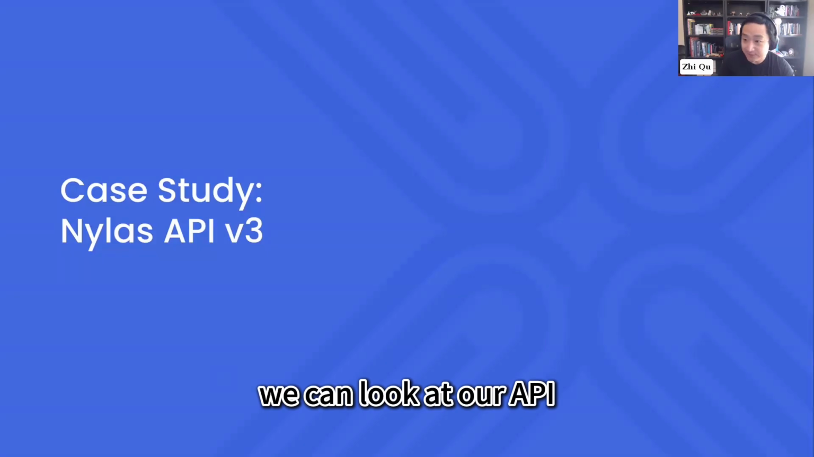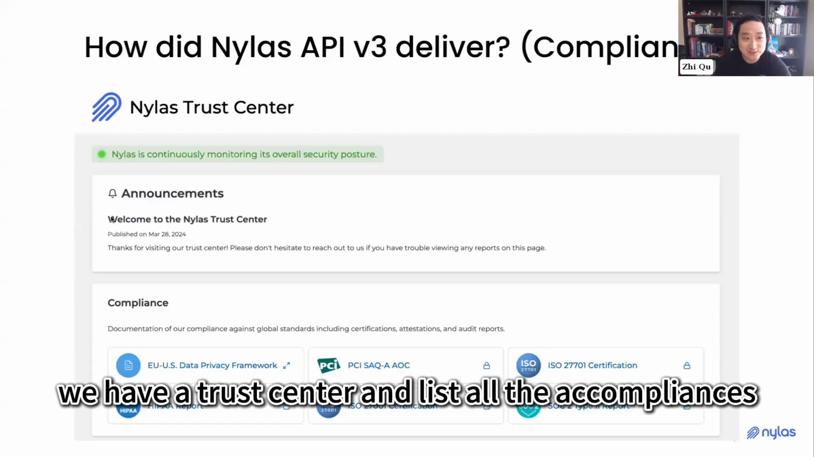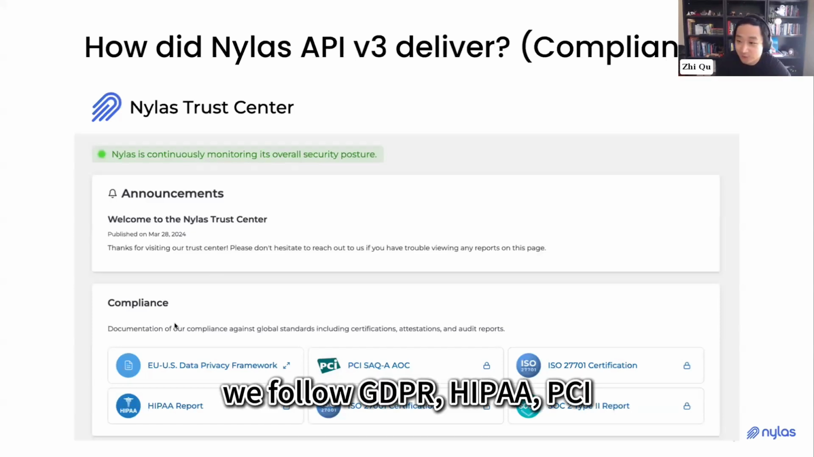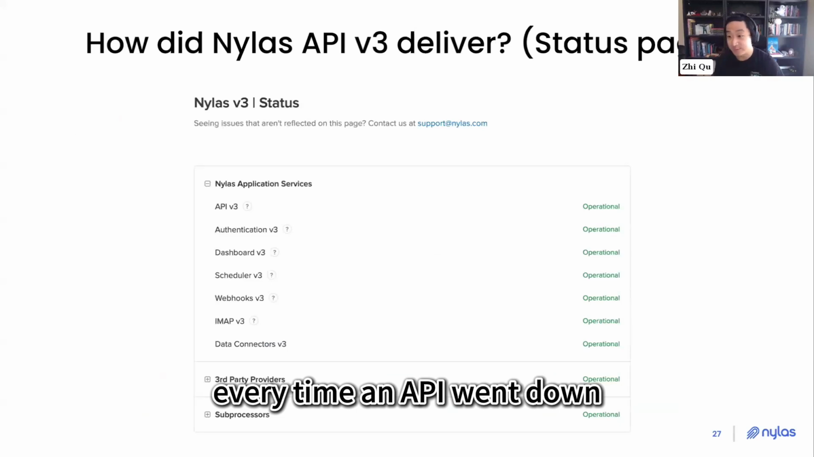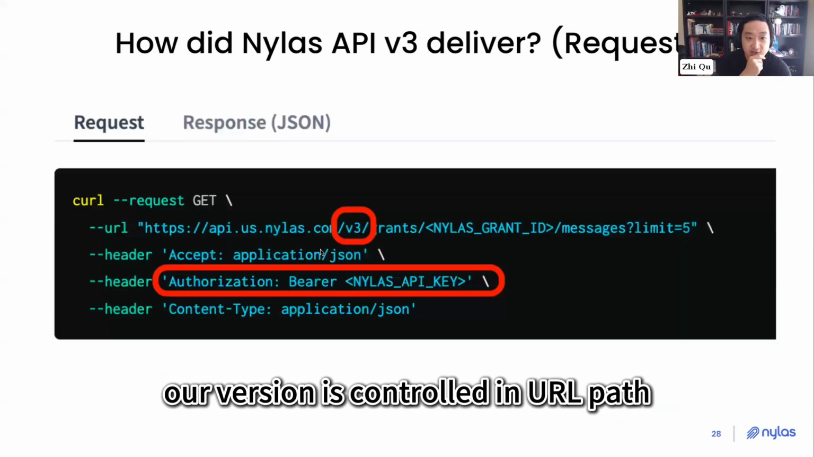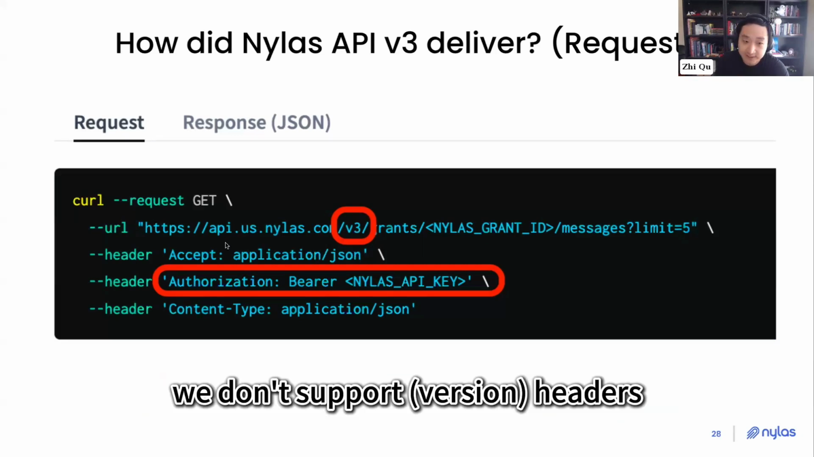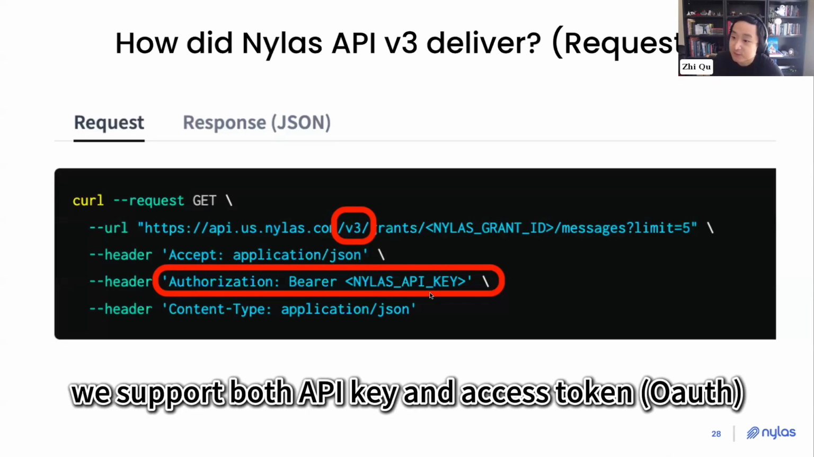We can look at our API and give you an example of a good API. We have a trust center, and they list all the compliance we follow. See the GDPR, HIPAA, the PCI, everything is there. We have a status page. Every time an API goes down, the first thing we change is this page. Our versioning is controlled in URL paths. We don't support headers. The authentication is bearer token. We support both API key and access token, OAuth.